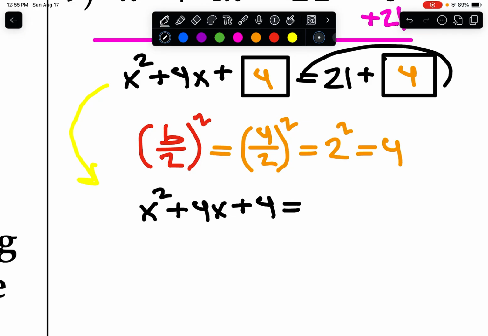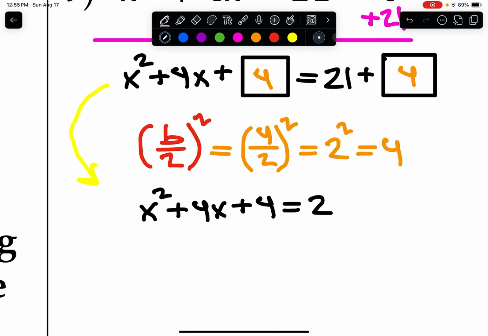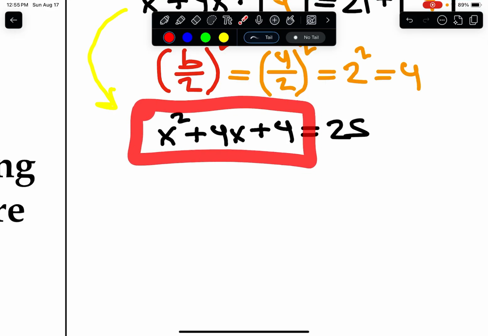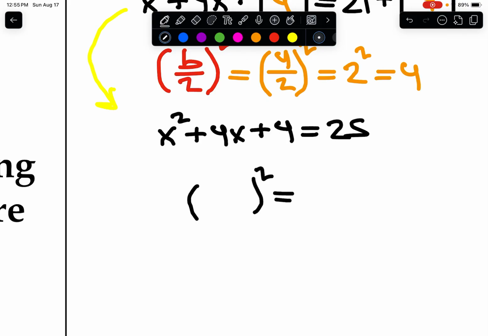And then I'm going to go ahead and consolidate and combine like terms over here. So 21 plus 4, which is going to give me 25. And now on the left side over here, this will always be what we call a perfect square trinomial. That perfect square trinomial is going to factor into a binomial squared.